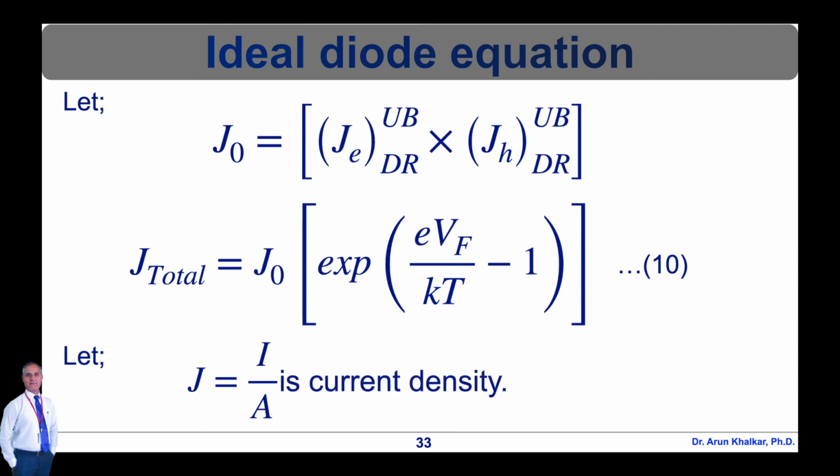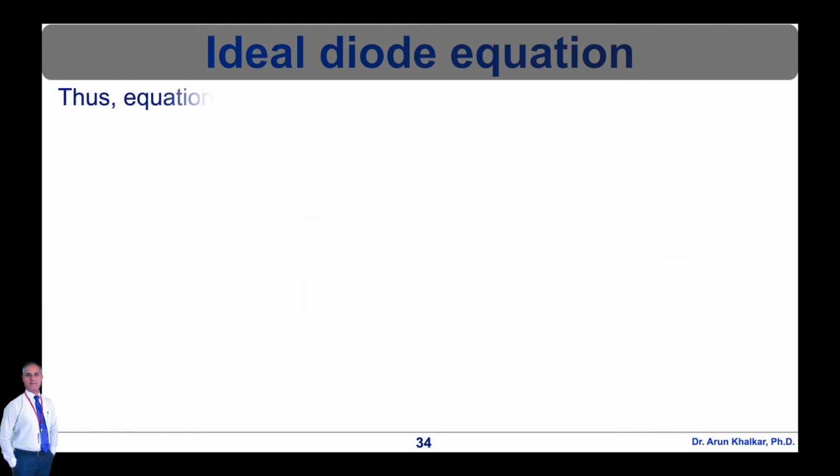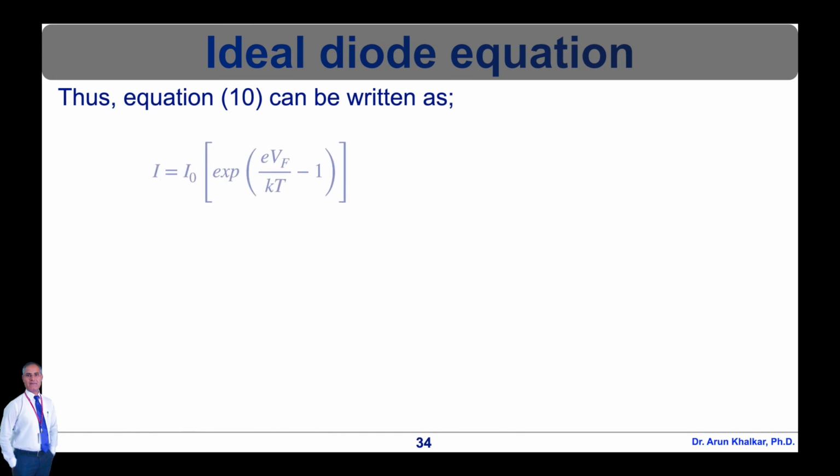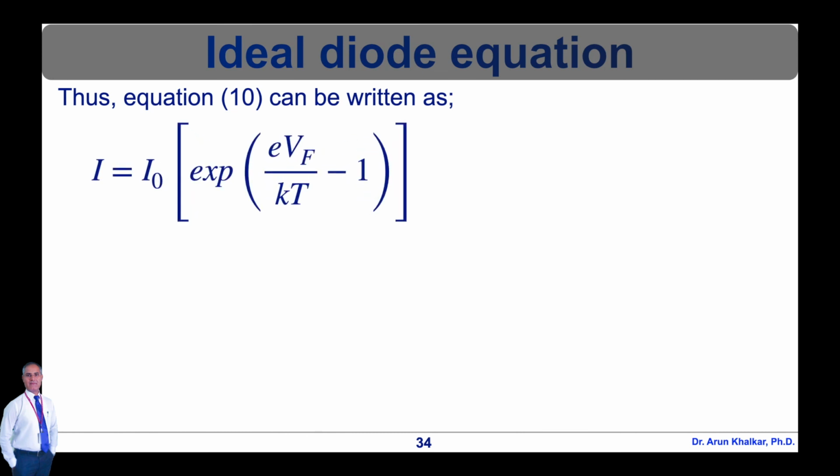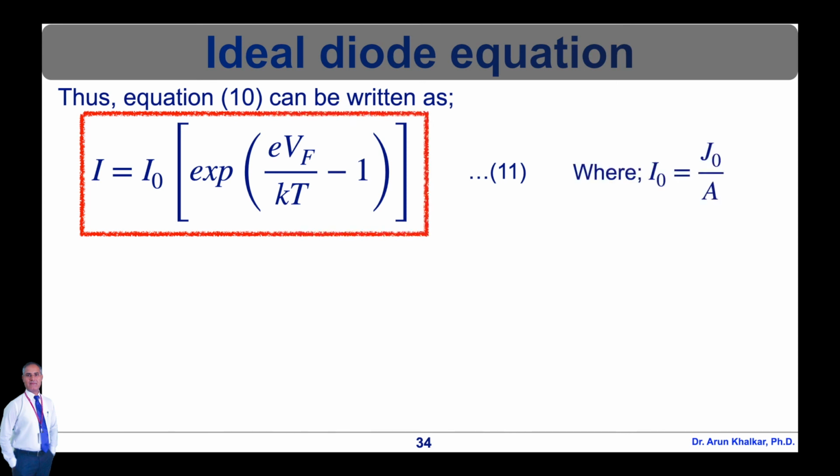As we know that current density is nothing but current upon the area, therefore J is equal to I upon A is the current density. Therefore, equation 10 can be written in this form: I is equal to I naught into exponential of eVF upon kT minus 1, bracket complete. So this is equation number 11. In this equation, I naught is nothing but J naught times A.